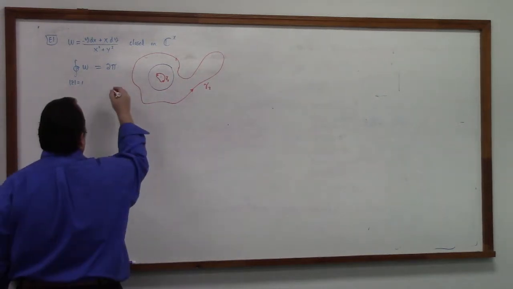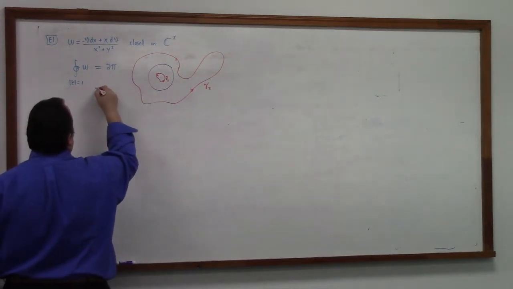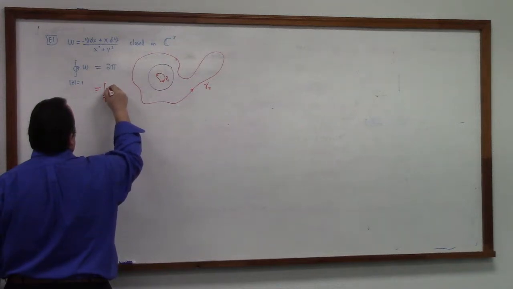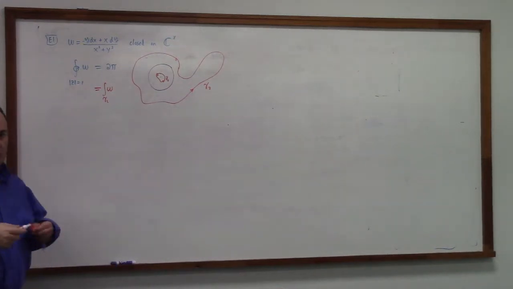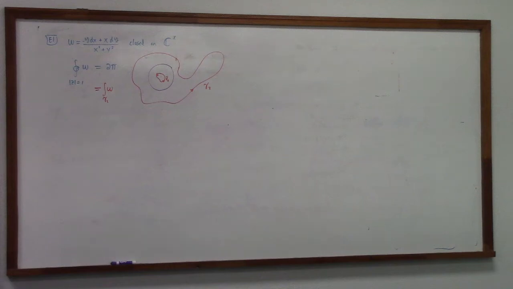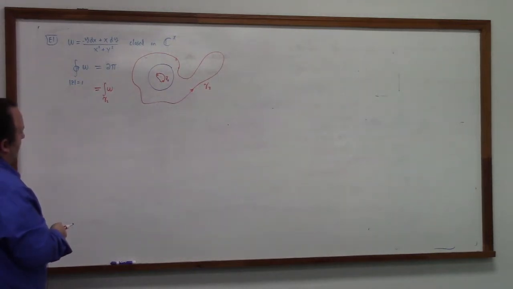Then it's going to be true that this is also equal to the integral over gamma 2 of omega. So the fact that we know the integral around the circle is 2 pi, and that that form is closed between the unit circle and any curve inside it, as long as it encircles the origin, we get that they're equal.